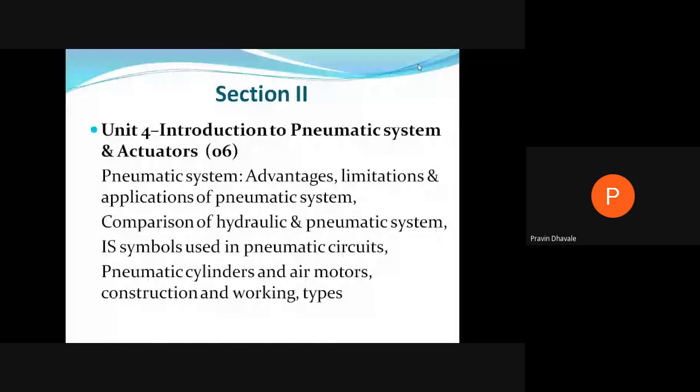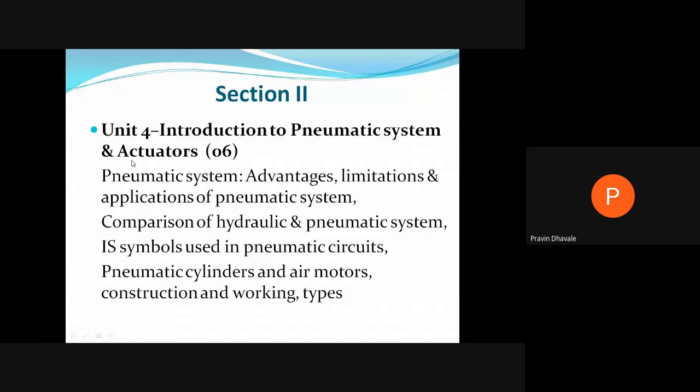So in this unit, introduction to the pneumatic system and actuators, we see what the pneumatic system is, and what the advantages, limitations, and applications of the pneumatic system are. Then we discuss the comparison of hydraulic and pneumatic systems. Also, there are certain symbols for particular devices used in a pneumatic system. We can use specific symbols for the pneumatic system. That is all related to the introduction to the pneumatic system.